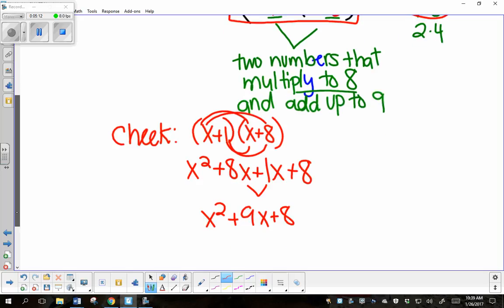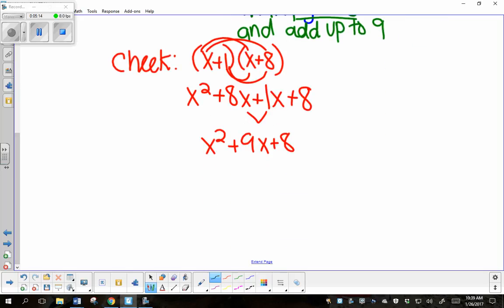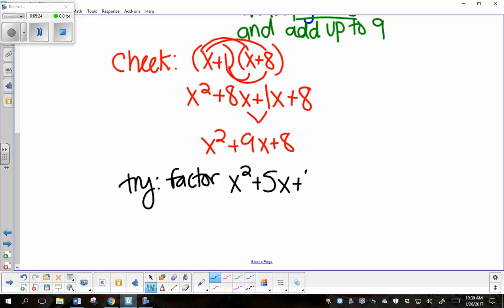I'm going to give you guys one that I want you to try, and we'll go over it tomorrow. So I want you to try factoring the polynomial x squared plus 5x plus 6. So you're going to find out what goes in those two sets of parentheses.